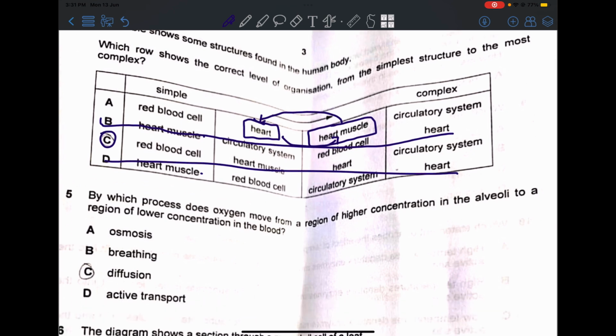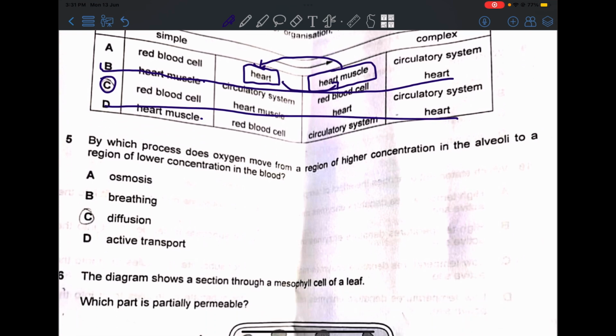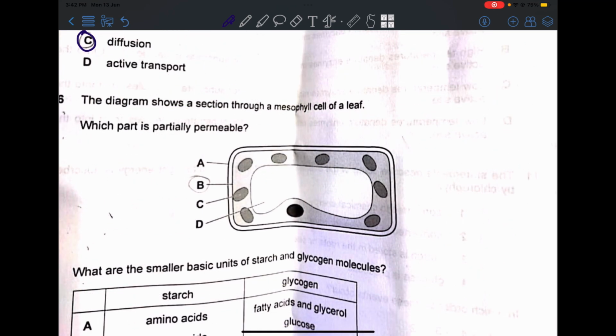Number 5, by which process does oxygen move from a region of higher concentration in the alveoli to a region of lower concentration in the blood? Now over here we know that any gases, as I explained, can move by diffusion. So this is going to be C. Number 6, the diagram shows a section through the mesophyll cell of a leaf. Which part is partially permeable? Now we know that the cell membrane is partially permeable, so we're going to be choosing the letter that indicates the cell membrane, and this is actually going to be B.